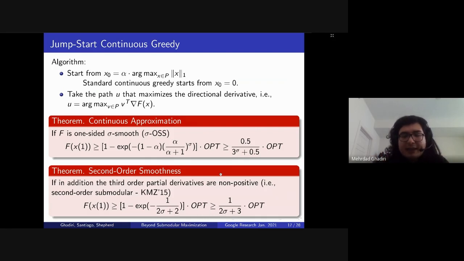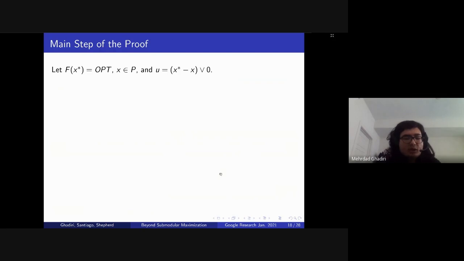And adding this property to the previous property of one-sided smoothness, we can show that our jump start continuous greedy finds an approximation which is linear in sigma. And actually this is tight up to constant factors. So I'm going to talk about the main step of the proof of this algorithm, which is the main step of the proof in the 1 minus 1 over e approximation.